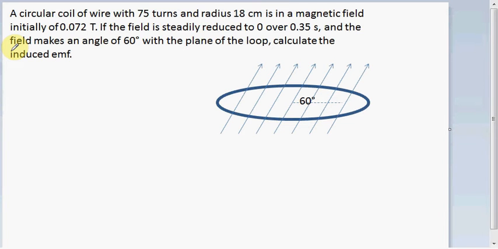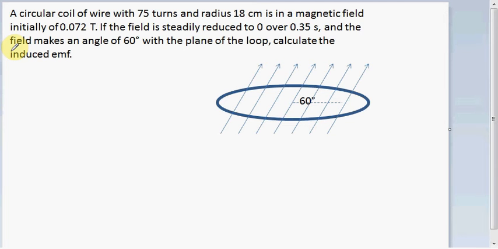It's in a magnetic field, which is pointing in the direction of the magnetic field lines that are shown there, and that has an initial value of 0.072 Teslas. Then the field is steadily reduced from that down to zero over a span of 0.35 seconds. The field is making an angle of 60 degrees with the plane of the loop, and we want to calculate the induced EMF.